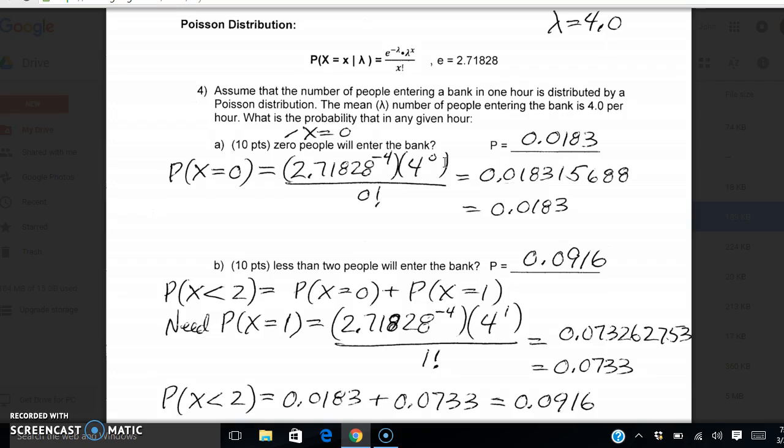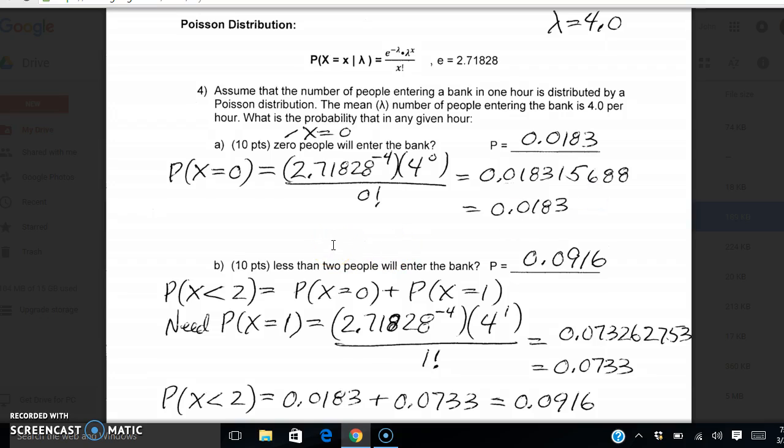In the denominator of the equation, we have x factorial. The x is 0, and 0 factorial is 1 as well. So these are two facts that you should remember, that 0 factorial is 1, and any number to the exponent 0 is always 1. So with these two values being 1, the only thing we need to calculate is this value right here, and when you use your calculator, this is what you should get, and we're going to round this off to the 4th decimal place.